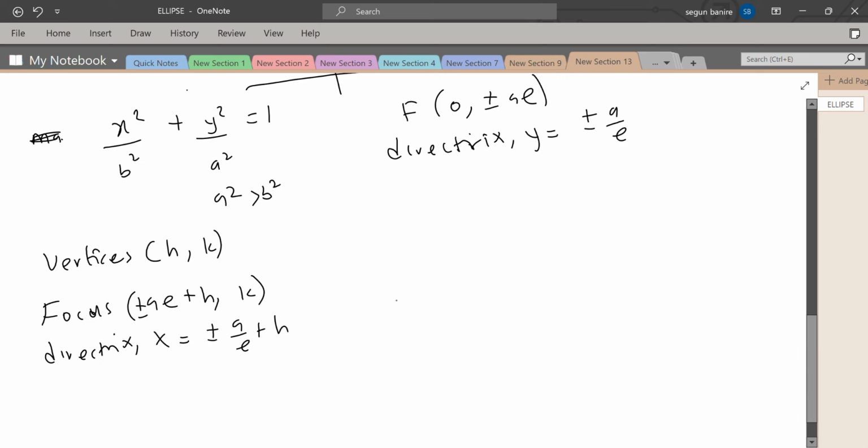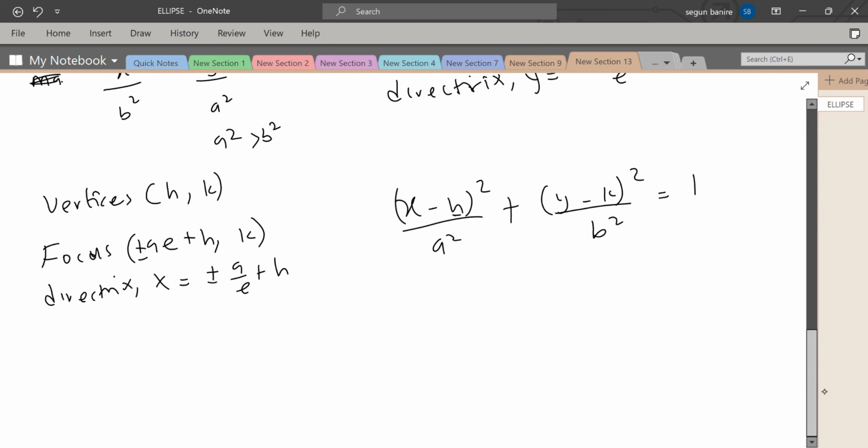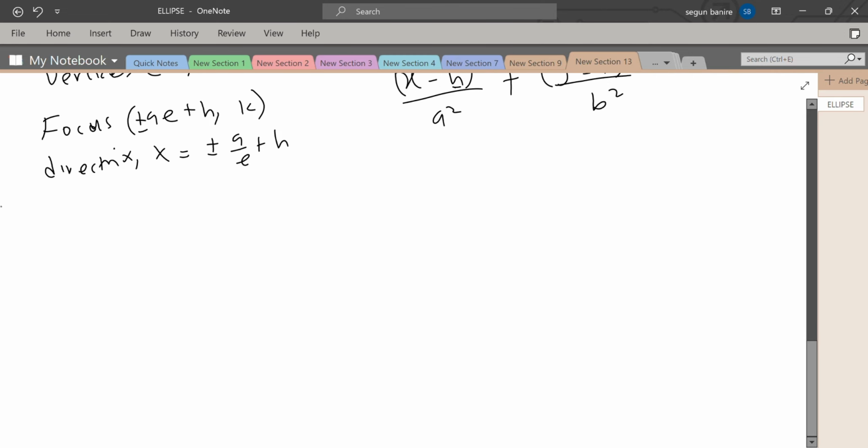And what else do I need to do? Then your equation will be x minus h squared over a squared plus y minus k squared over b squared equals 1. So this will just be your equation. When you have an equation that is like this, it just means that your vertex is not at the origin and it is at this point h, k. Okay, all right, so now let's look at an example.